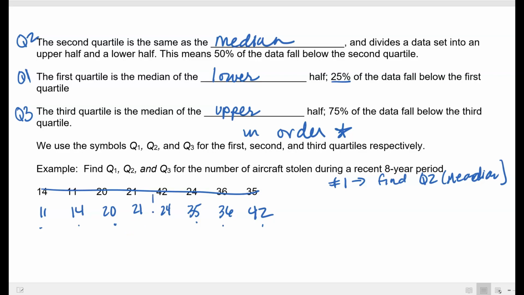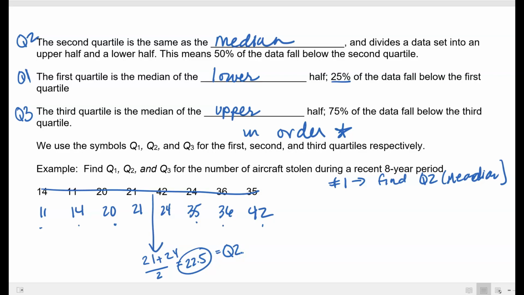And I'm going to find the half between 21 and 24. Since there's a tie here, I'm going to add those up and divide by 2. So 21 plus 24 divided by 2 is equal to 22.5. So that's the Q2, that's the median.